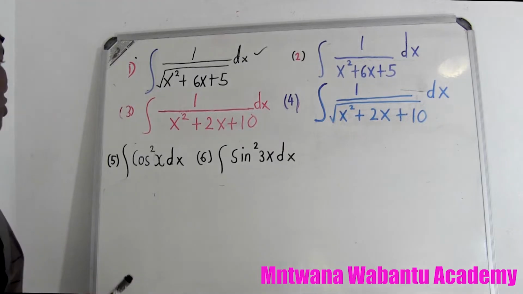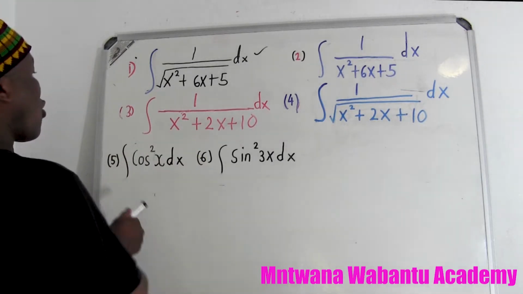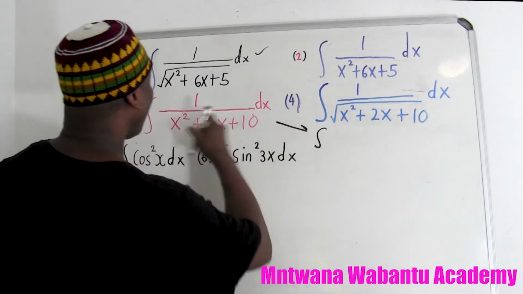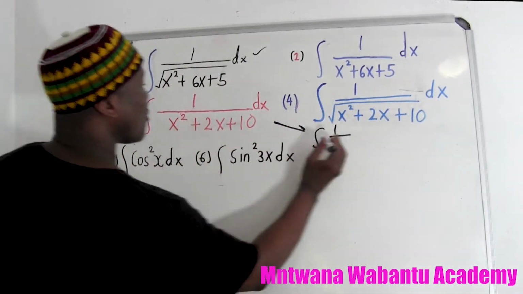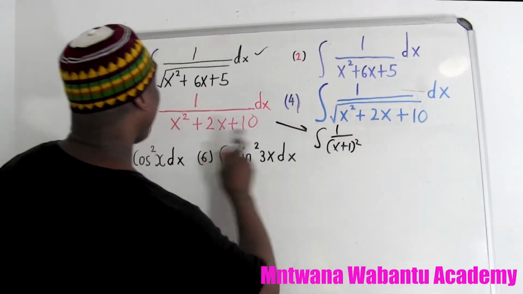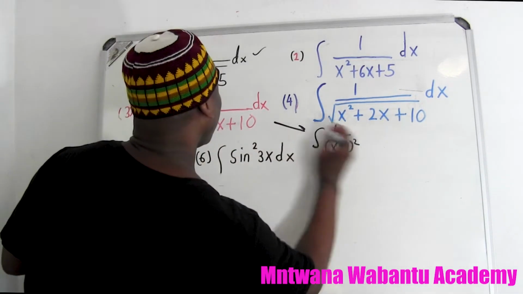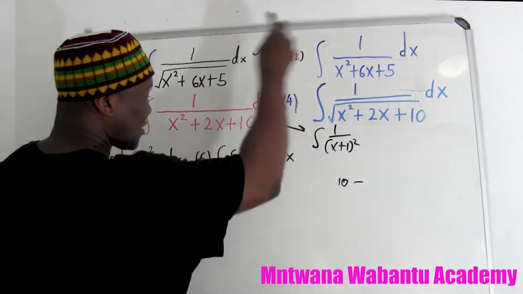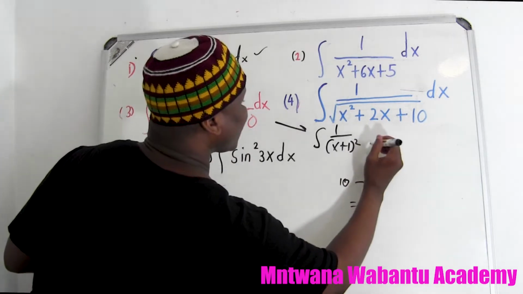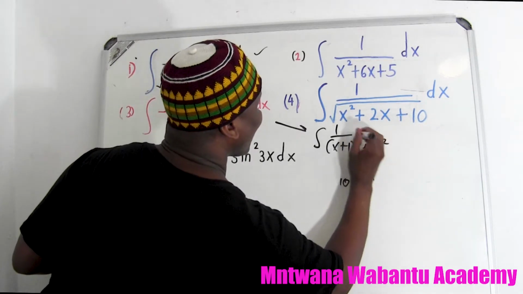This is way easy because in this one, I'll complete the square, and they say this one is an integral. 1 over, so this will be x plus 1 squared, because 2 divided by 2 equals 1, 1 squared equals 1, and then here it's going to be 10 minus that 1, which equals 9. But what is 9? 9 means plus 3 squared.